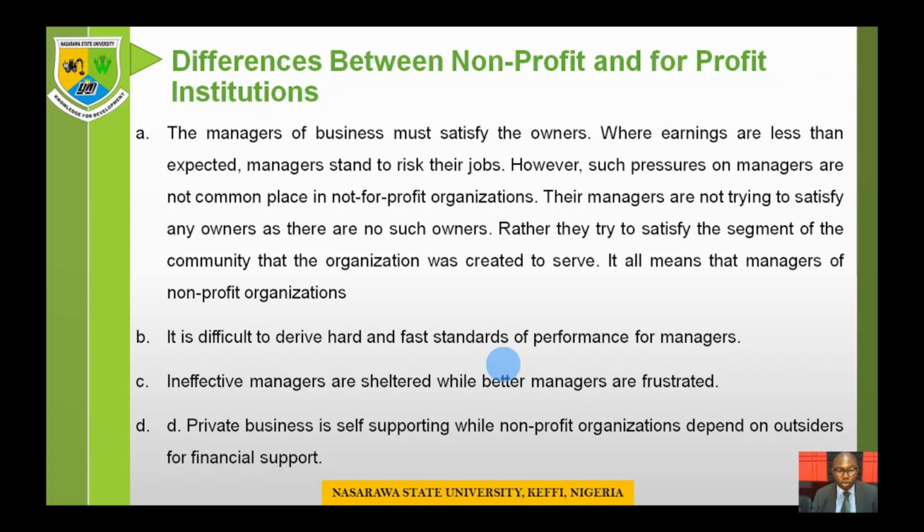For financial support, meaning that the private businesses, they fend for themselves. The money they make, they are able to pay their bills and make profit. Why not for profit depend on donations, depends on contributions or whatever means of generating their money.